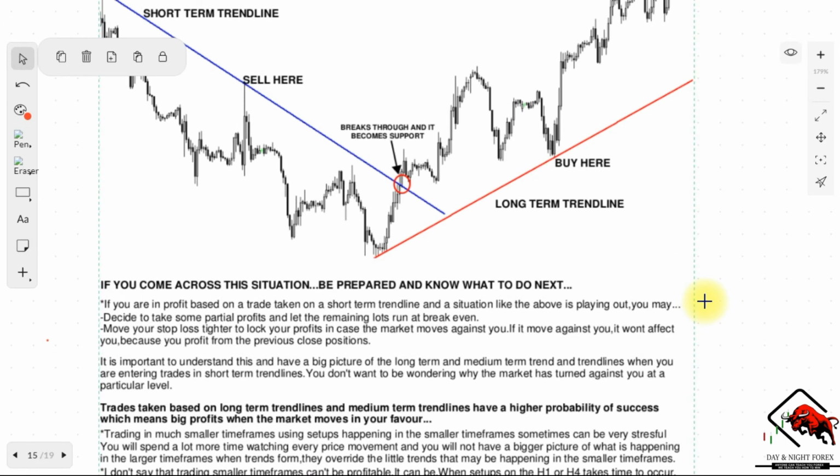So if you come across a situation like what we have here on top, you should be prepared to know what to do next. If you're in profit based on the trade taken on a short-term trend line and you are in this situation, you may decide to take profit or take some partial profits and let the remaining lots run at break even, meaning that you have moved your stop loss to break even and you have taken it out.